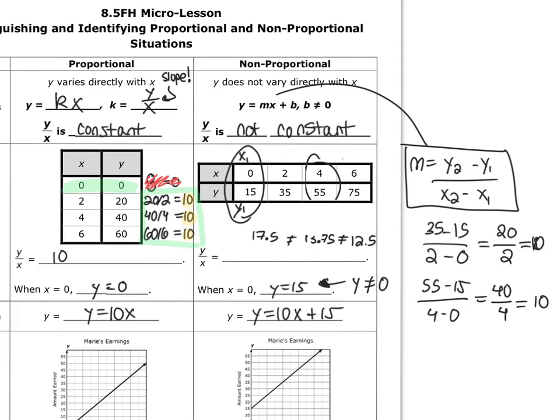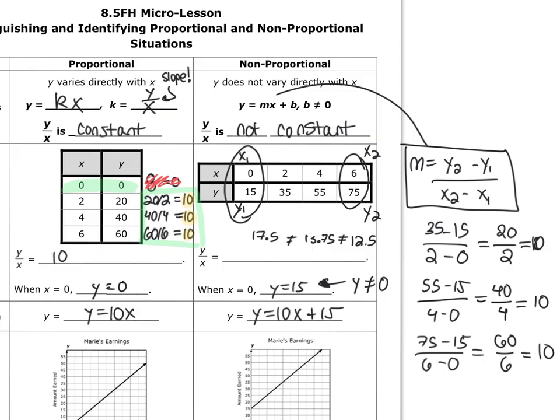Let's try it out. So now I'm choosing my last column, so now I have 75 minus 15, and I have 6 minus 0. So that's 60 over 6. Hey, there it is. It's a 10. So that's why my rate of change here is 10, because the rate of change of y with respect to x is always 10.